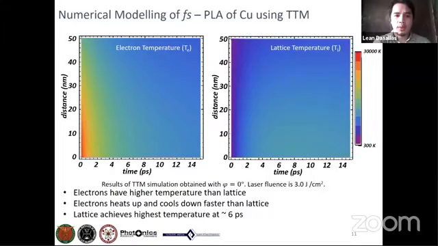Typically, what the two temperature model gives us is the temperature of the electron and the lattice as a function of distance and on time. Shown in the left is the electron temperature, and on the right is the lattice temperature. So basically, at time right after the laser pulse hits the copper surface, the electron readily heats up, and after a while, the lattice will also increase its temperature.